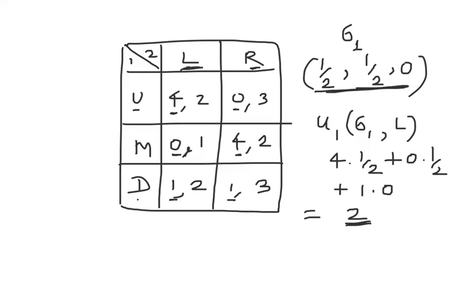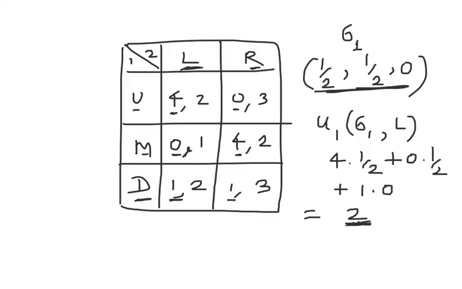Clearly, once he plays this strategy, it dominates down. So this mixed strategy, assigning probability half on up and probability half on middle, yields an expected payoff of 2, which is strictly better than the 1 you'll get by playing down.